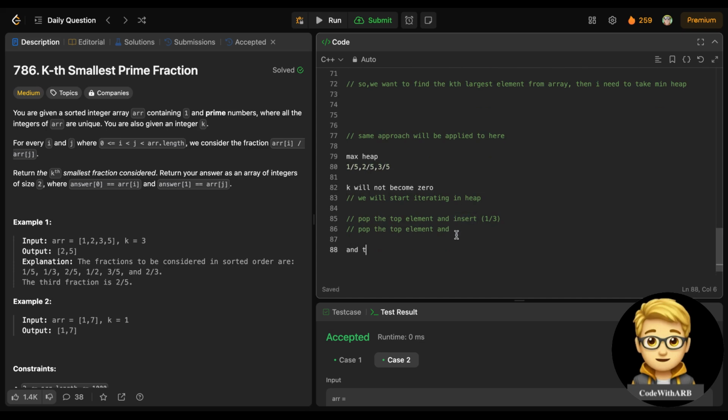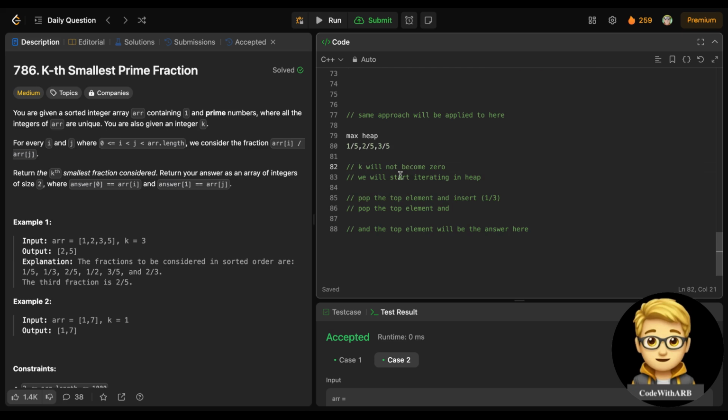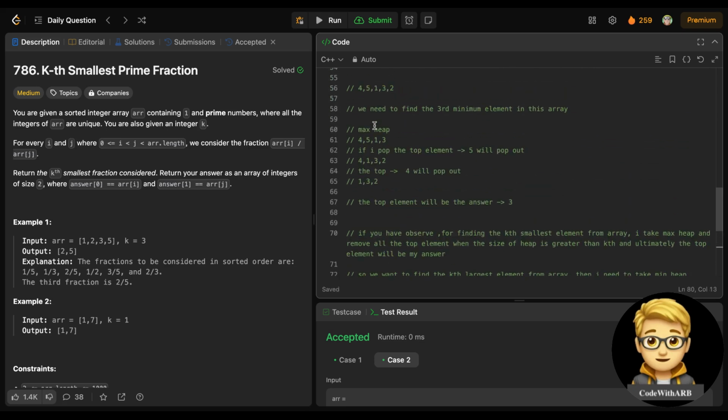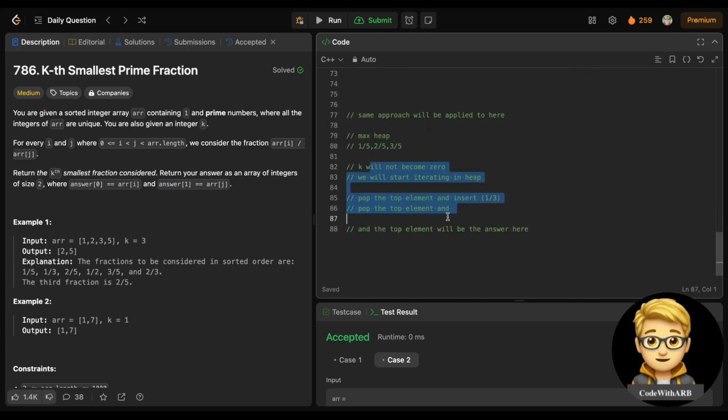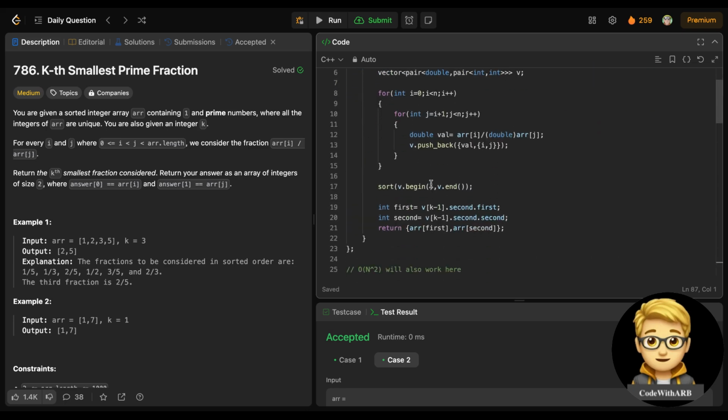And the top elements will be the answer. Top element will be the answer, right? So this is how we will do this. It's the same approach which we have seen in this. This is here integer and this is here fraction. So let's see how we can do this.